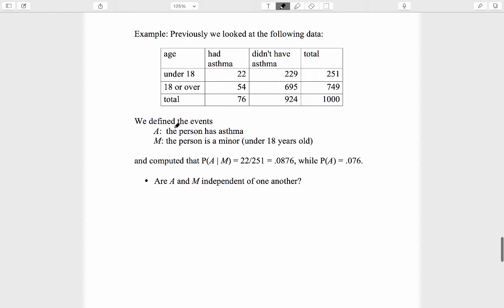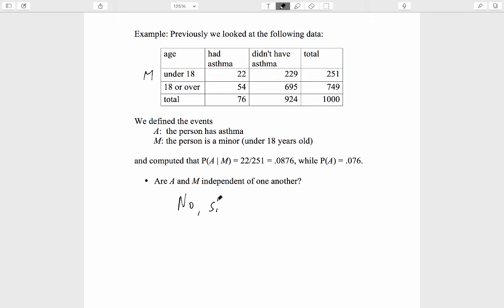Here is an example. Previously we looked at the following data relating the events A, a randomly selected person has asthma, and M, the event that the person is a minor, in other words, under 18 years old. We computed that the probability of A given M, focusing on these 251 people and looking at what fraction of them had asthma, equals 22 over 251, which equals 0.0876 approximately, while the probability of A equals 76 over 1,000, or 0.076. Now recall how we thought about this. Are A and M independent of one another?